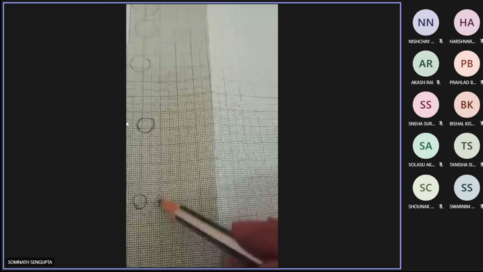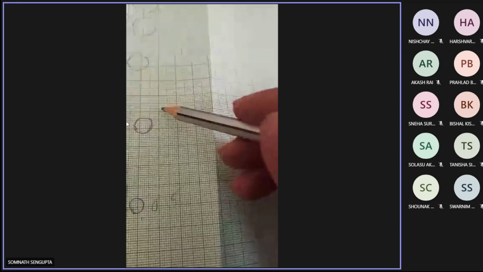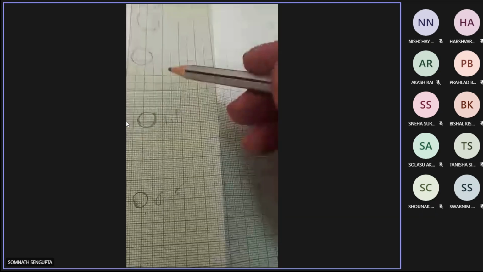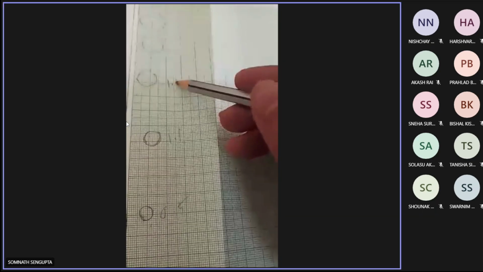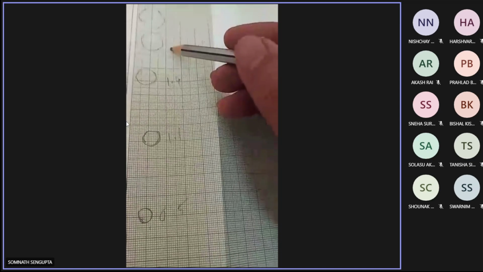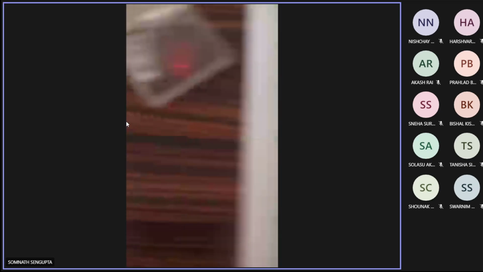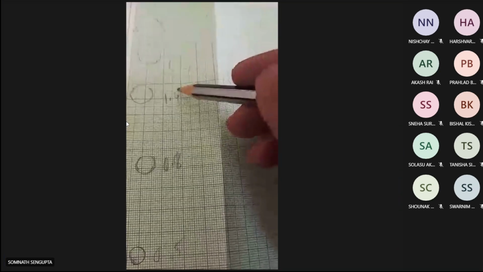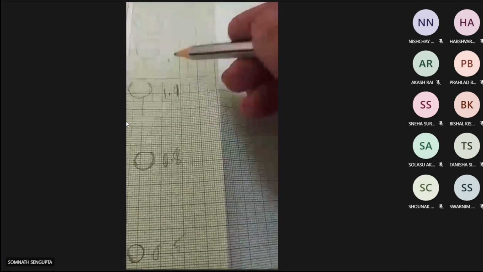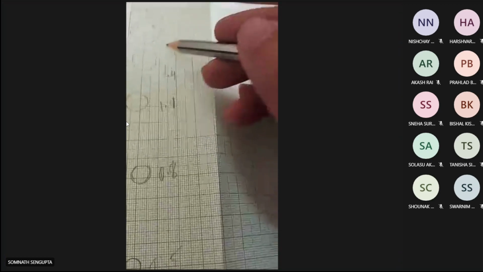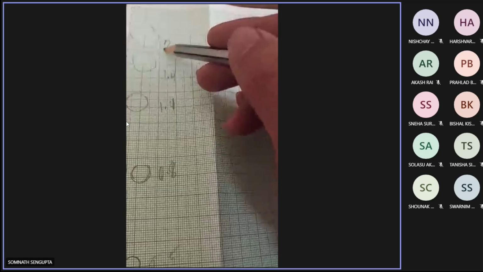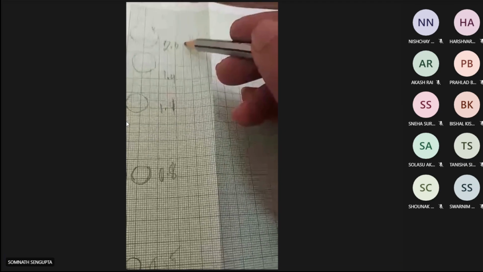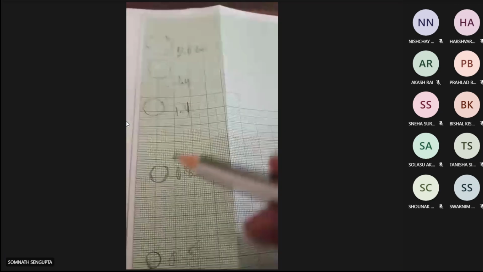0.5. So this is for 0.5. This is for 1.1. This is for 1.4. This is for 0.8, 1.1, 1.4, and it is 2.0. All are centimeters.